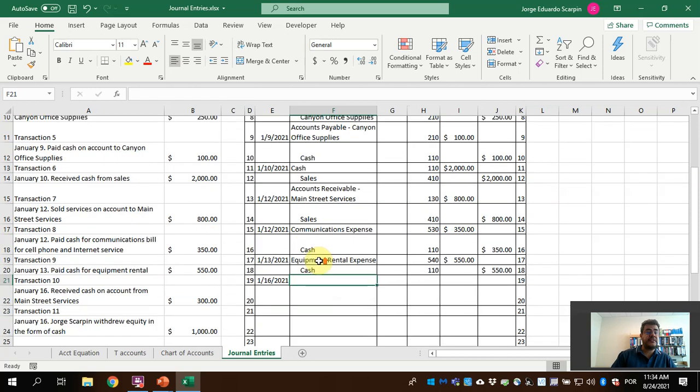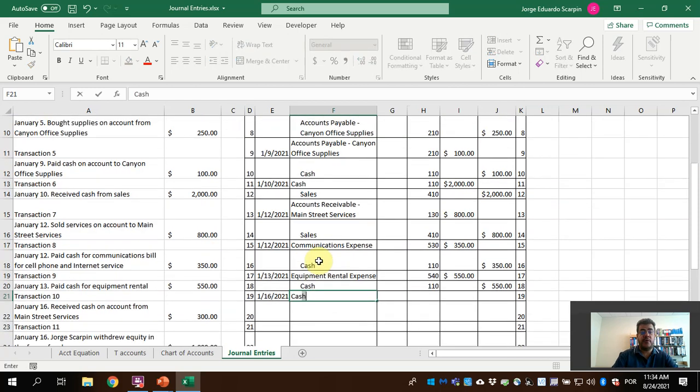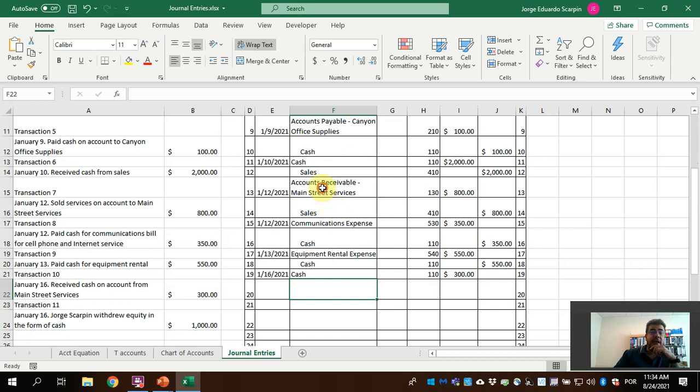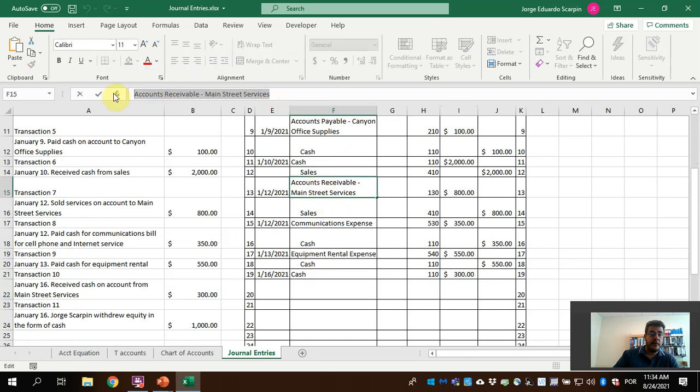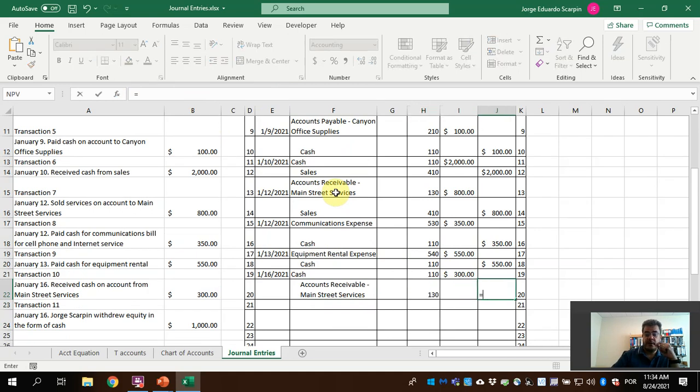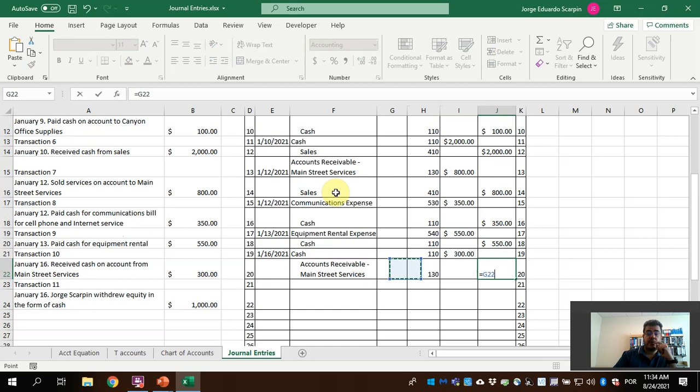If we received cash, our cash will be our debit. 300. And credit will be the accounts receivable here, because we are receiving it, so we are decreasing our accounts receivable. And this account receivable 130, credit 300.